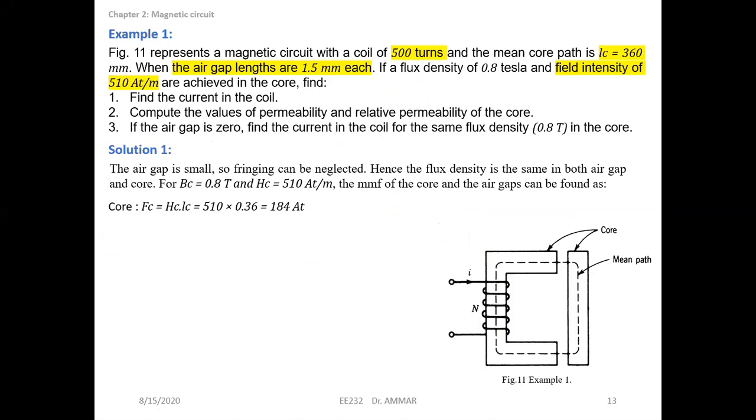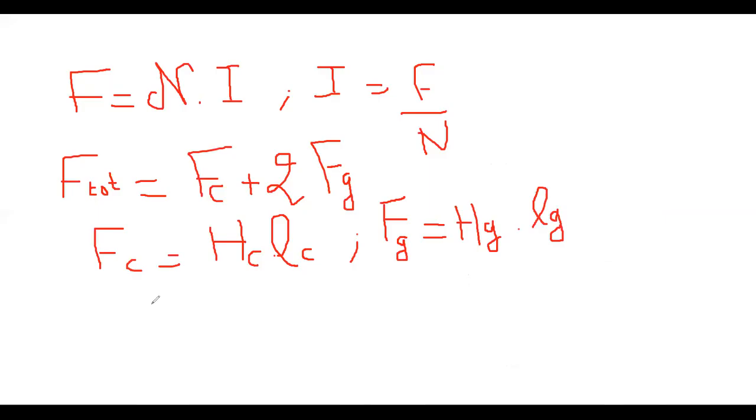FC equals HC multiplied by LC, 510 multiplied by 0.36, because we have 360 millimeter. In meter, it equals 0.36, and equals 184 ampere turn. Now, the FG of the air gap equals what? Equals HG multiplied by LG. Now here HG is not given.